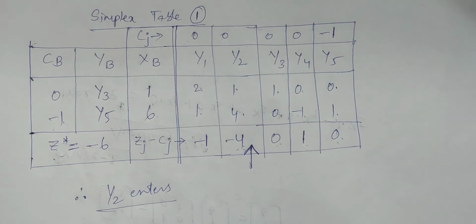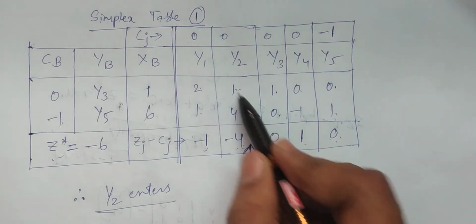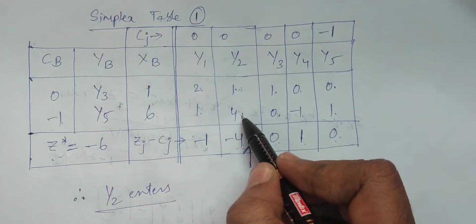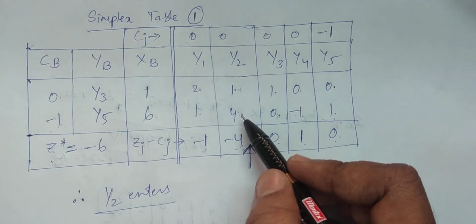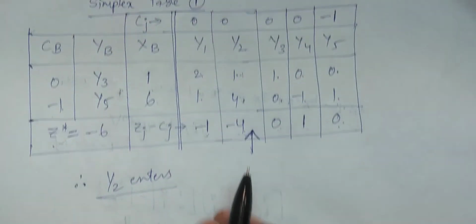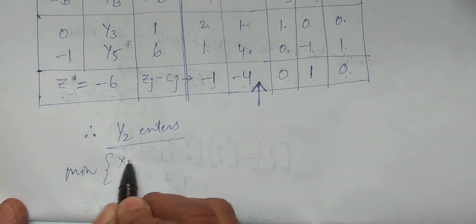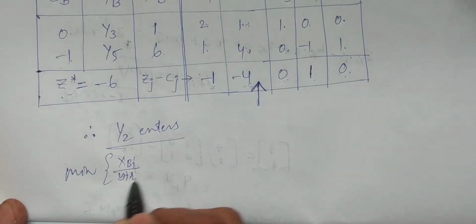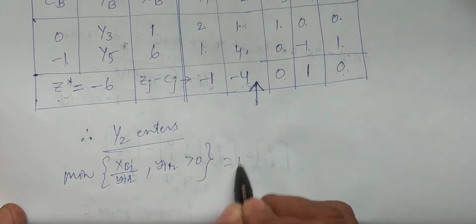And thereafter, what we have to write. Corresponding to the elements, you have to observe the signs of elements 1 and 4; the signs are positive. If all of them are less than or equal to 0, negative or 0, then it is an unbounded solution. Here both are positive, therefore you have to calculate the minimum ratio. What is the formula of the minimum ratio? Minimum of XBi divided by Yir, where Yir is greater than 0. This is the minimum ratio formula.